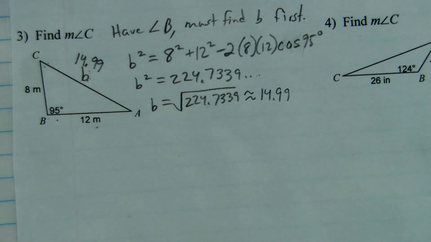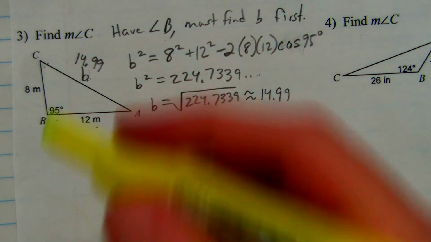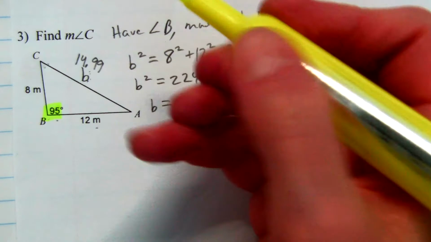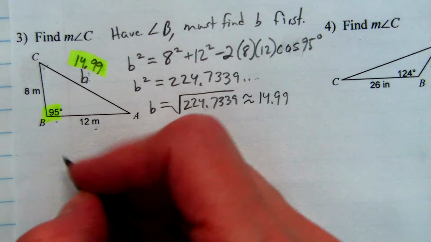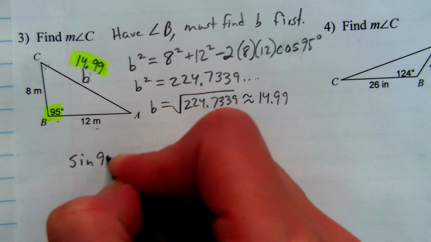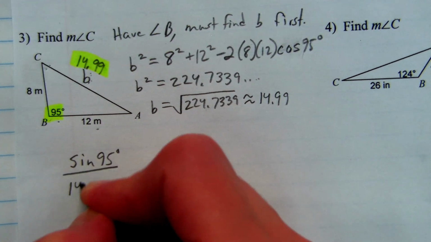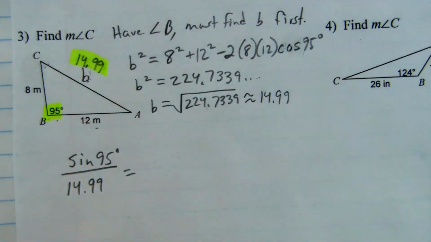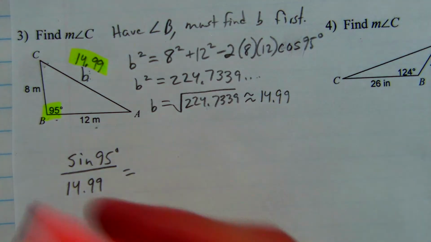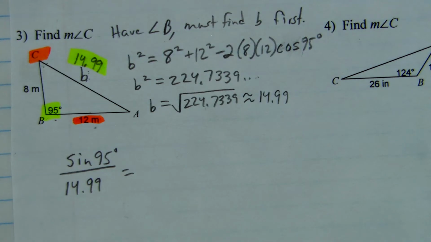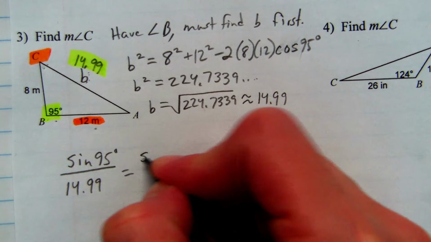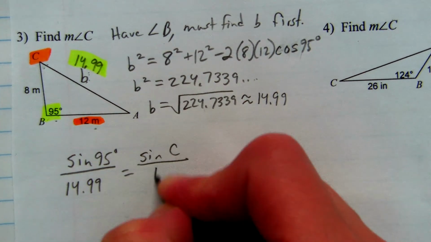And then what we want is angle C. So I said we weren't going to use law of sines. I guess I lied, but this is not a really complicated one. So we're going to set up a proportion. So we have 95 with this. So that can be one side of our proportion. So law of sines would be sine 95 degrees over 14.99 equals, and then I have this side and I'm looking for this angle, so I'd make it equal to sine of angle C over 12.